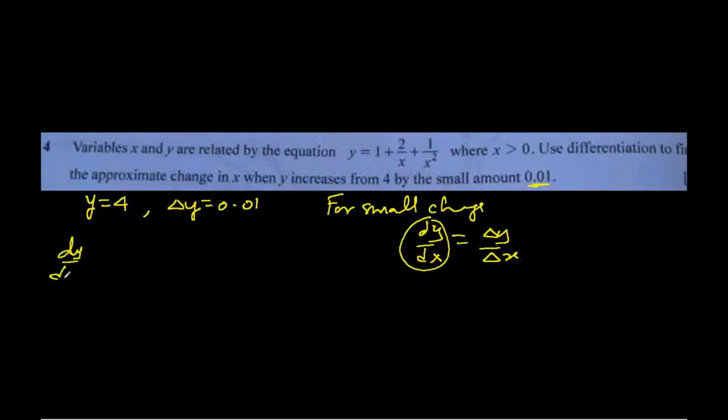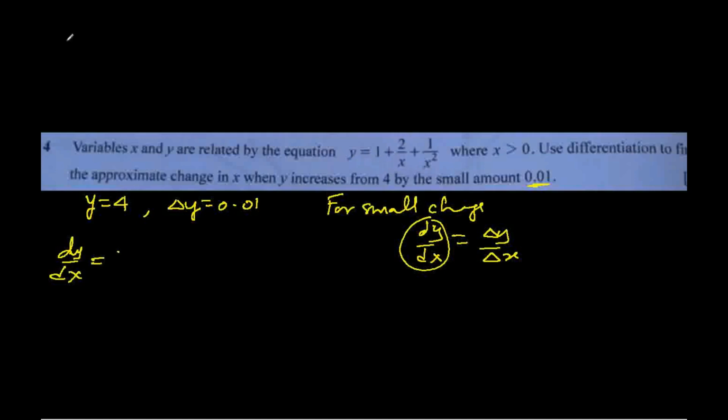We should know here that for a small change, dy over dx is equal to delta y over delta x. That's what we write here. So delta y they have given as 0.01. So let's find the differentiation first and then we'll equate to this. So we have to differentiate this main equation. So dy over dx: differentiation of 1 will be 0, so no need to write it.